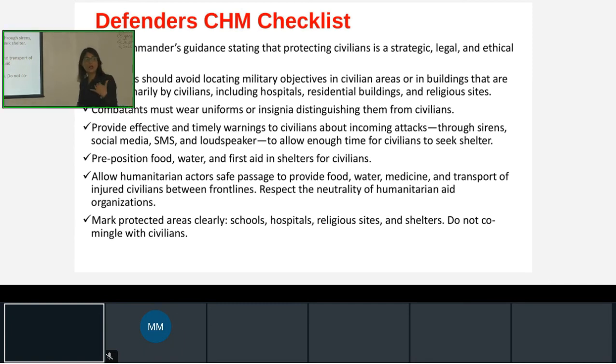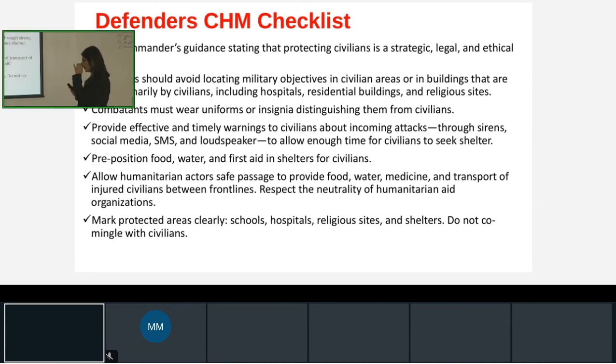And my colleagues in Ukraine, they're all Ukrainians, got very concerned that everybody's going to be lumped in. And so they were talking to communities about making sure you don't even wear brown or green clothes that would seem that you're part of any military. Again, providing timely and effective warnings to civilians about incoming attacks through sirens, social media, SMS, loudspeaker, so that civilians have enough time to seek shelter.